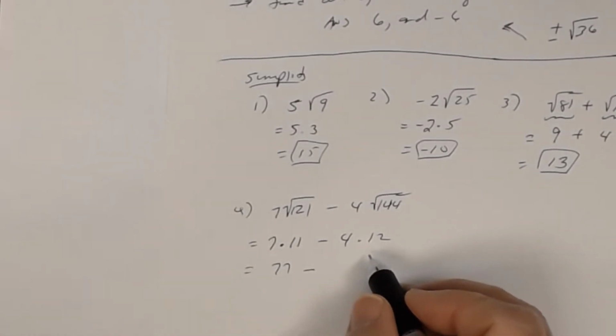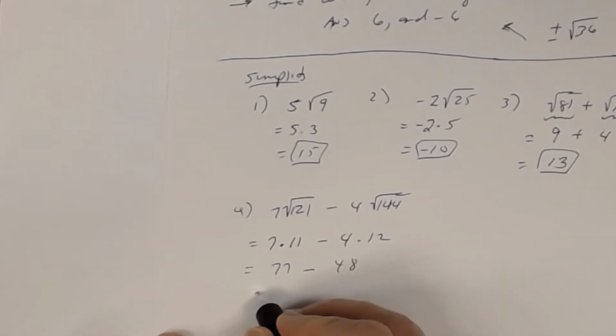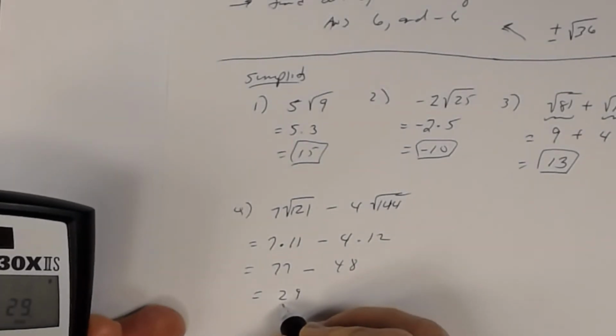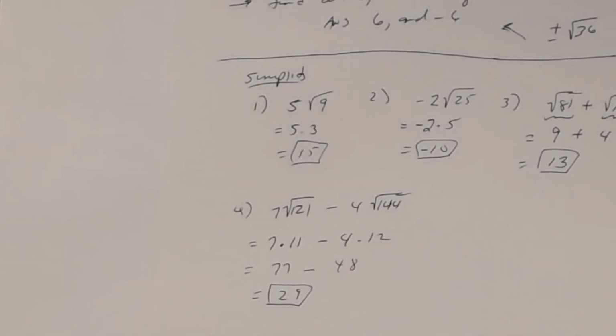Subtract, and then 4 times 12, that's going to be 48. And then 77 minus 48 will give you 29. All right, so that's number 4.